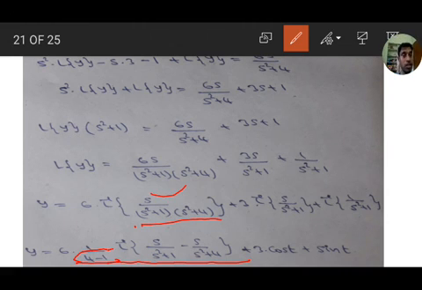Here s is extra there, so we get s. And 3 is the coefficient. L inverse of s by s square plus 1 is cos t, L inverse of 1 by s square plus 1 is sin t. This we have to simplify. 1 by 4 minus 1 means 1 by 3.